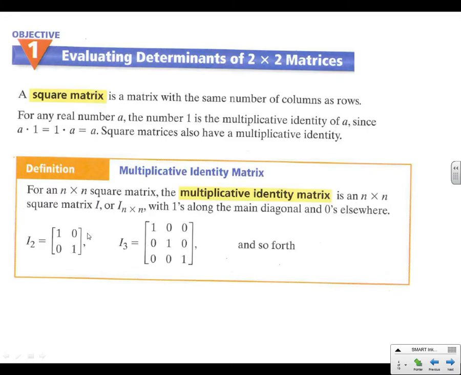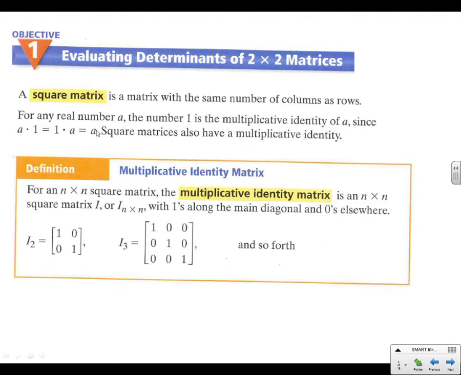All right, so a square matrix, the first vocab phrase we need to learn, is a matrix with the same number of rows and columns. So it is exactly what it sounds like. It can be a 2 by 2, or a 3 by 3, 4 by 4, but it's got to be square, not rectangular.